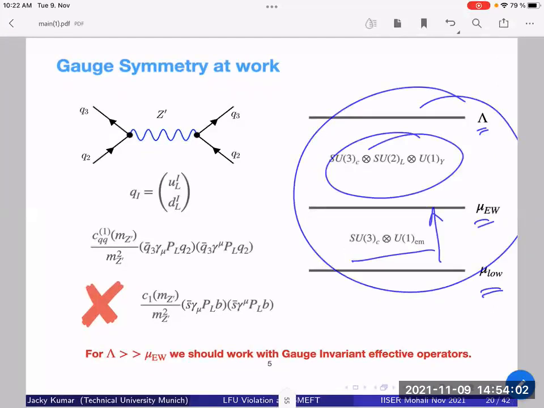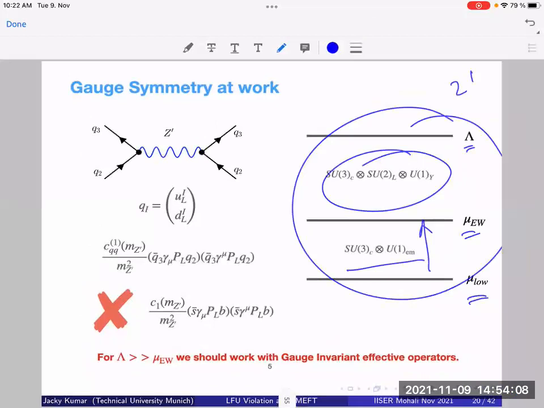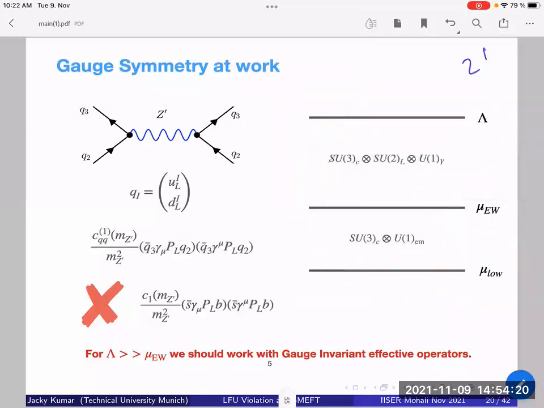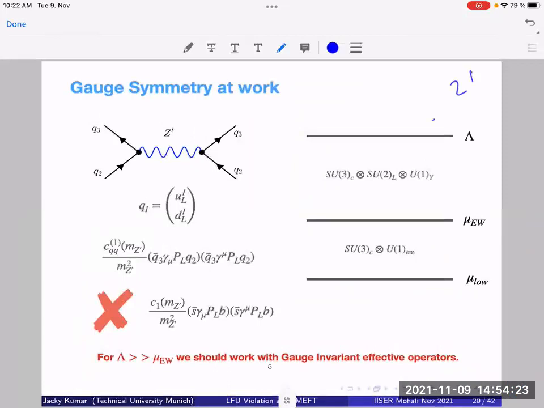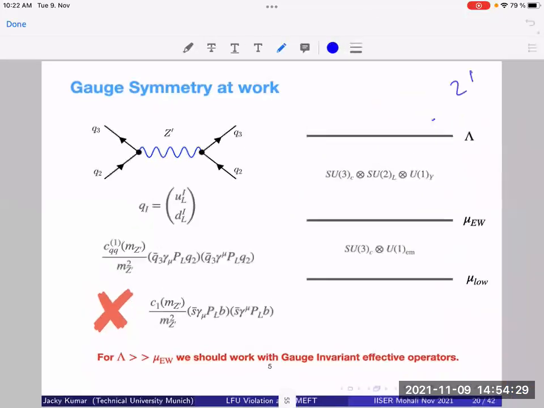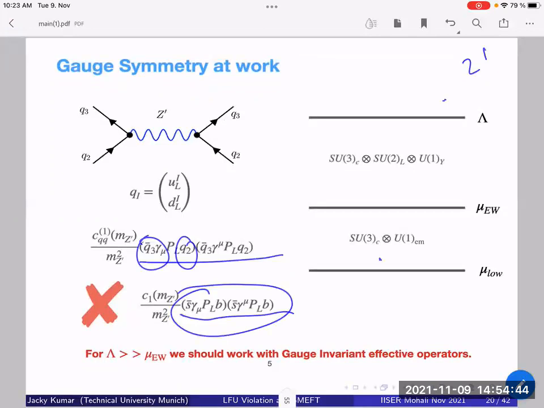So if you have any particle that you introduced at this scale, a Z prime at scale lambda, and then you integrate out this particle, what you generate are effective operators which are invariant under this full gauge group. Because at this scale, the full gauge symmetry has to be unbroken. So, for example, you will construct operators which are made up of the doublets, unlike at low energy where we have particles in the mass basis.